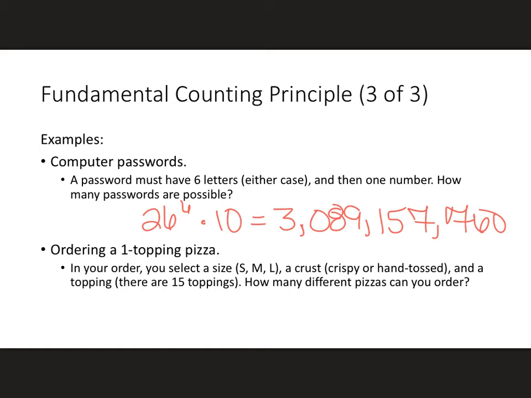Okay, so the number of outcomes for size is 3, small, medium, or large, times a crust. They have crispy or hand tossed, so that's 2, and they have 15 toppings. So 3 times 2 times 15 gives me 90 possible different pizzas that could be ordered.